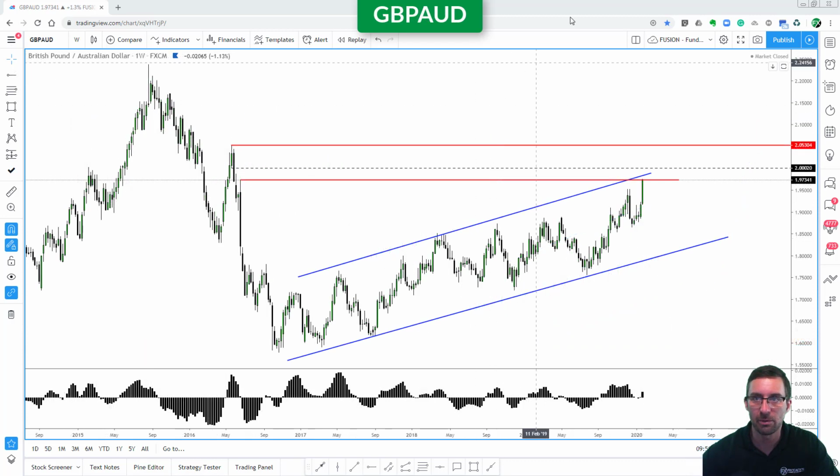Right, the final chart I want to look at just quickly is again an Aussie dollar pair, and that is pound Aussie dollar. And in line with the Aussie dollar, I do think we're going to have a reversal really soon. We're sort of at the top of a bit of a channel over here, and potentially we just took out this liquidity over here.